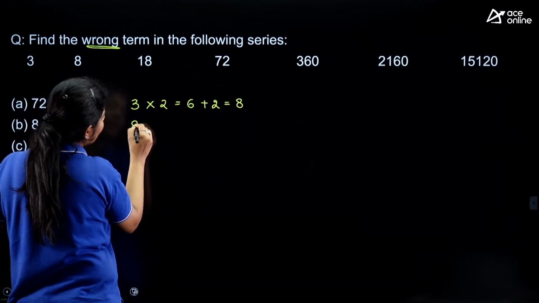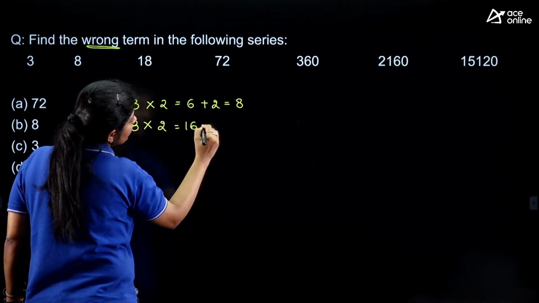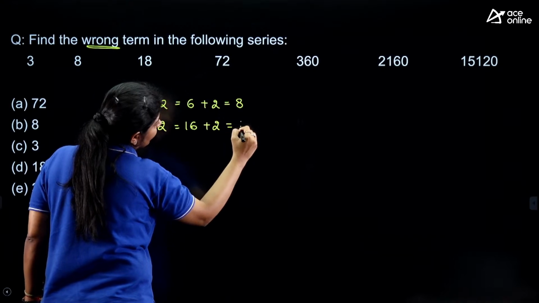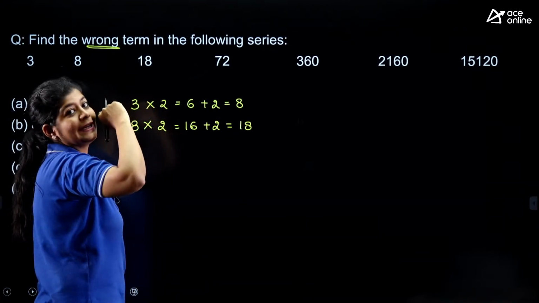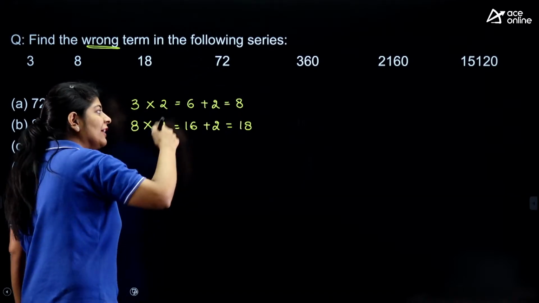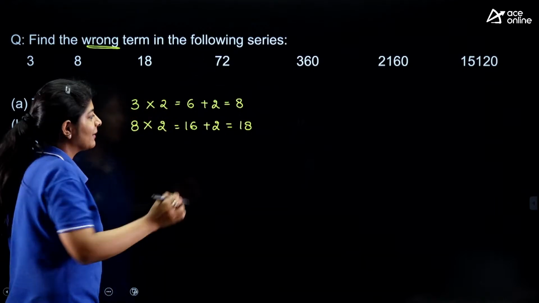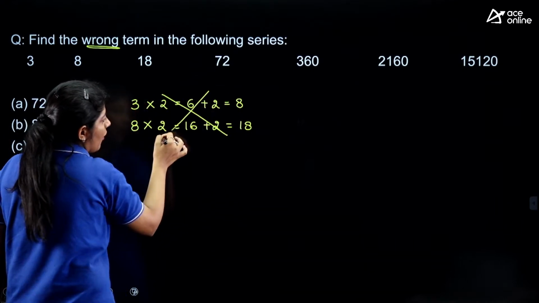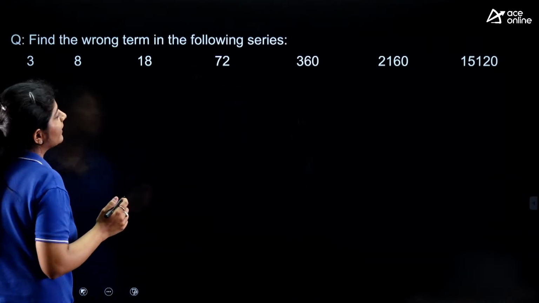The next term that we have is 8. 8 into 2 is 16. 16 plus 2 is 18, right? But I know that if I multiply 18 by 2 and add 2 to it, I am not going to get 72. That means this pattern is wrong. We need to think again in a different manner.